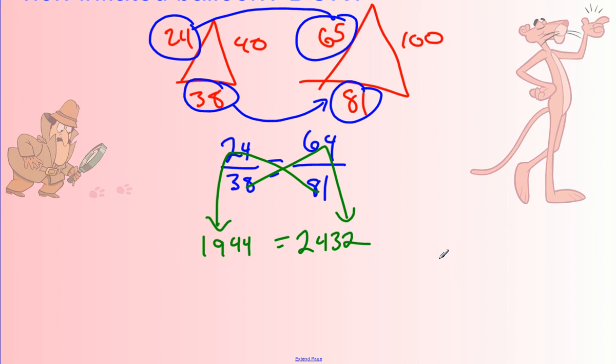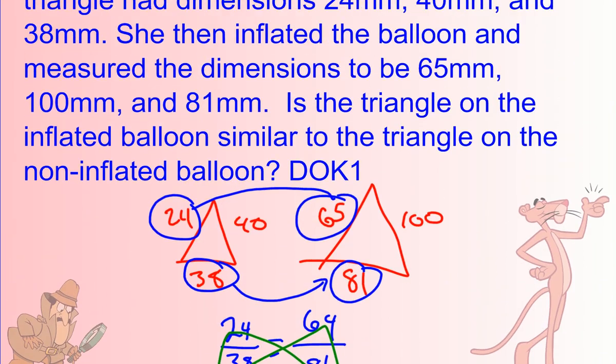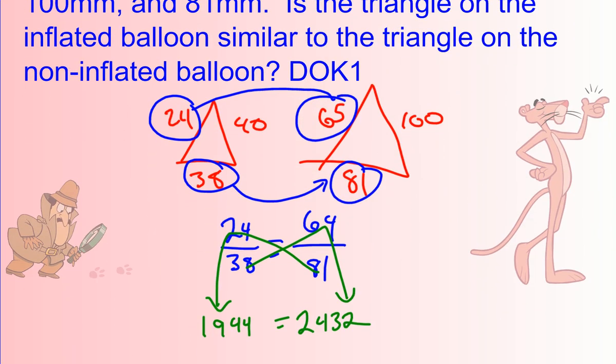Those 2 triangles may not be exactly in proportion. They would not be similar. Maybe one part of the balloon inflated more than another part of the balloon, or something along those measures. So those triangles are not similar.